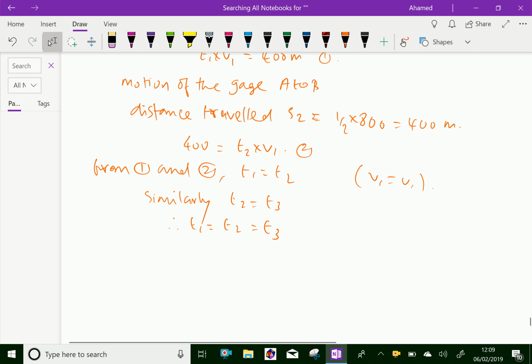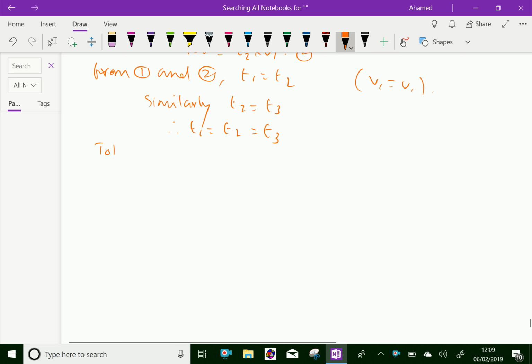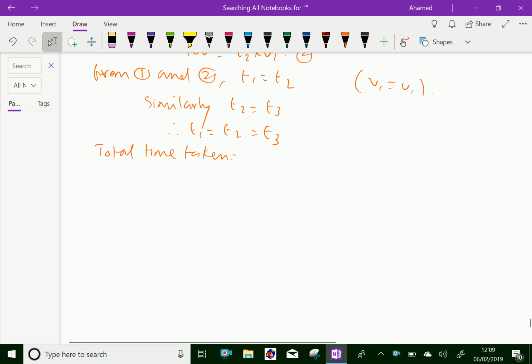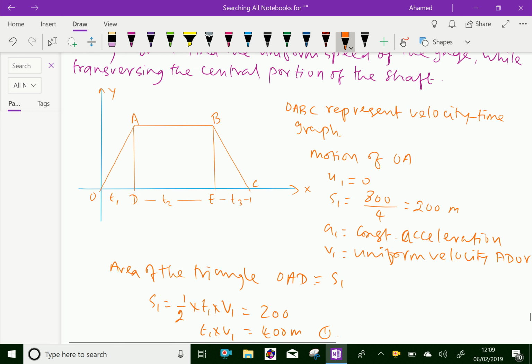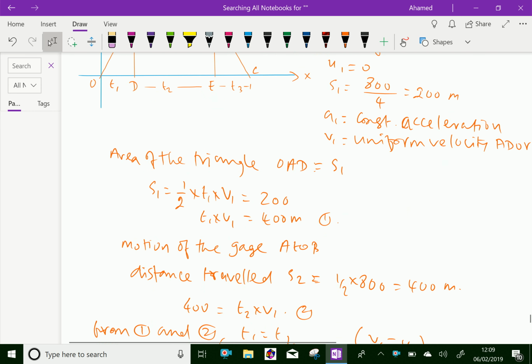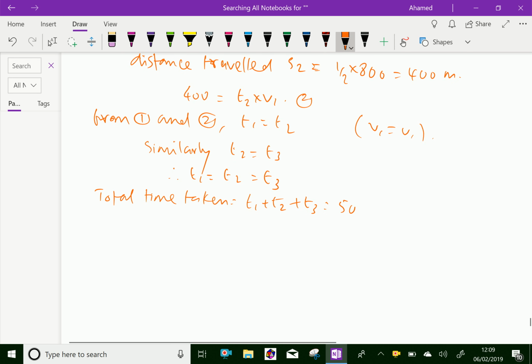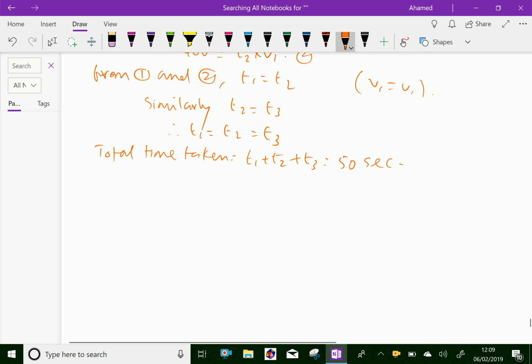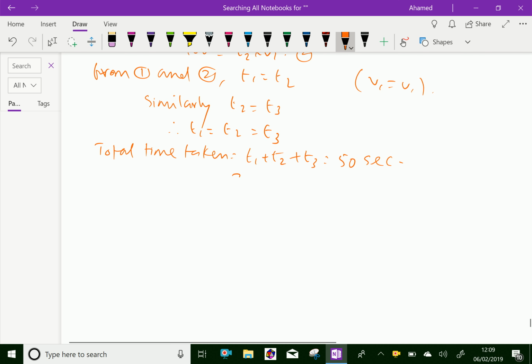Since the total time taken is T1 plus T2 plus T3, which is given as 50 seconds, and already T1 equals T2 equals T3, therefore 3 T1 equals 50. From here T1 equals 50 over 3 seconds.